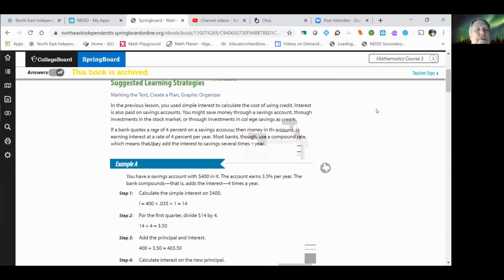In the previous lesson, you used simple interest to calculate the cost of using credit. Interest is also paid on savings accounts. You might save money through a savings account, through investments in a stock market, or through investments in a college savings account. If a bank quotes a rate of 4% on a savings account, then money in the account is earning at a rate of 4% per year. Most banks, though, use a compound rate, which means that they add the interest to the savings several times a year.